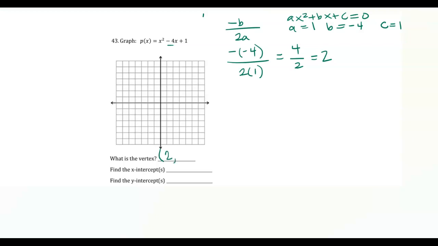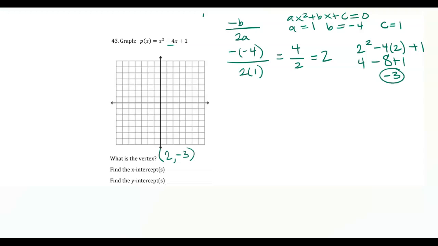Now to find the y-coordinate, we're just going to plug that 2 in. So we'll have 2 squared minus 4 times 2 plus 1. So 2 squared is 4. 4 times 2 is 8 plus 1. 4 minus 8 is negative 4. Negative 4 plus 1 is negative 3. And so this will be our y-coordinate of the vertex.